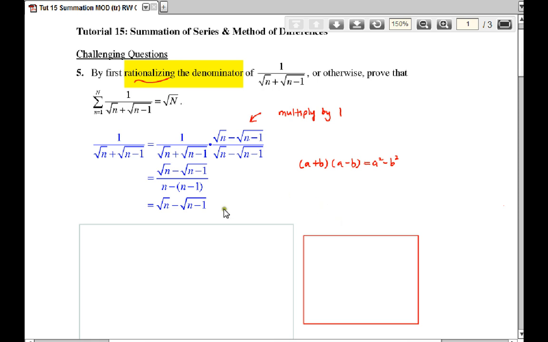Alright? So something complicated in the denominator has now appeared in the numerator. Interesting. So anyway, it's guided. So don't panic. Just follow instructions. You should be able to get to this stage. Okay? Now, next.